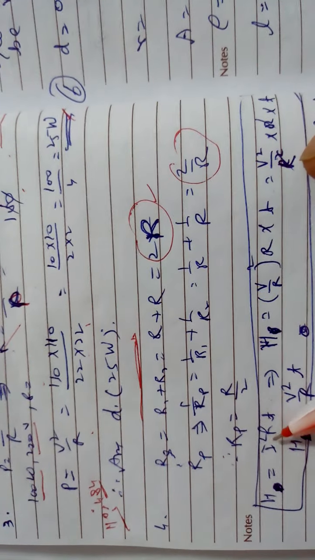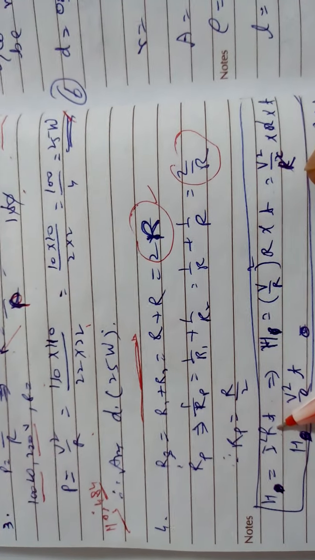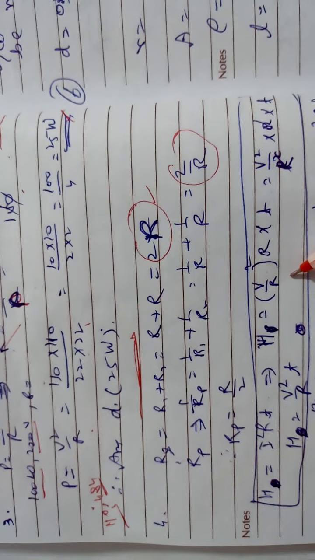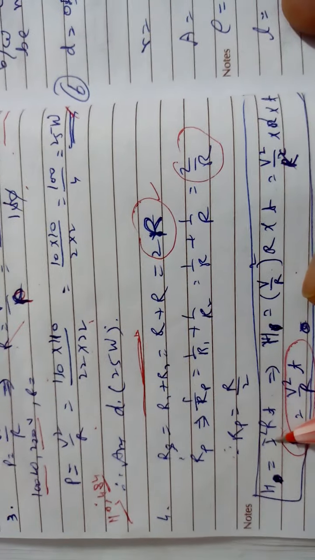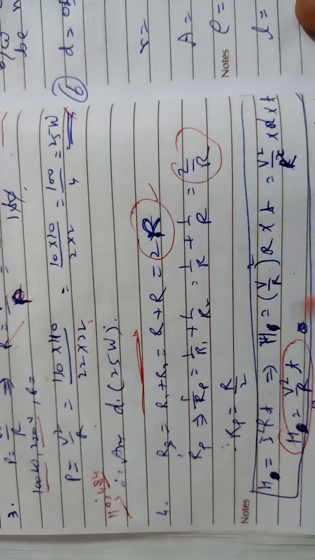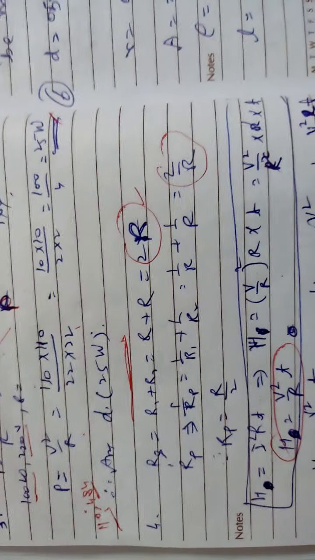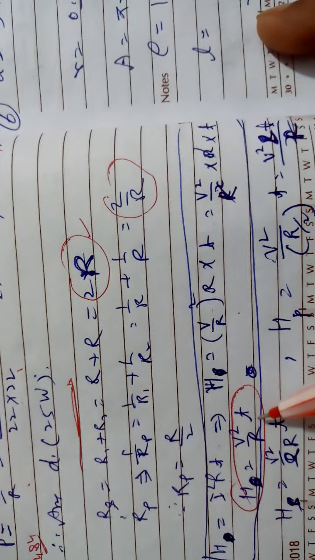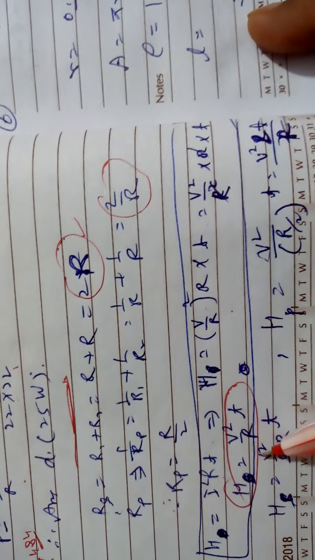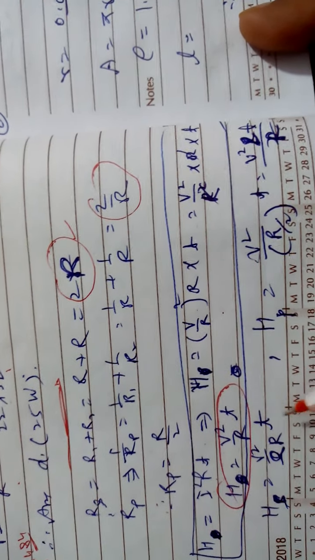But I is not given, so we apply I equals V upon R. V square upon R square, and R and R cancel. So we will apply this formula for the heat. I am changing it, writing V and R because you know V and R. So V square upon R into T is the heat produced. Put the values accordingly.